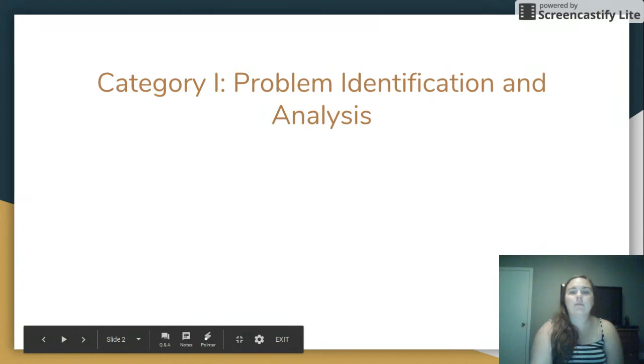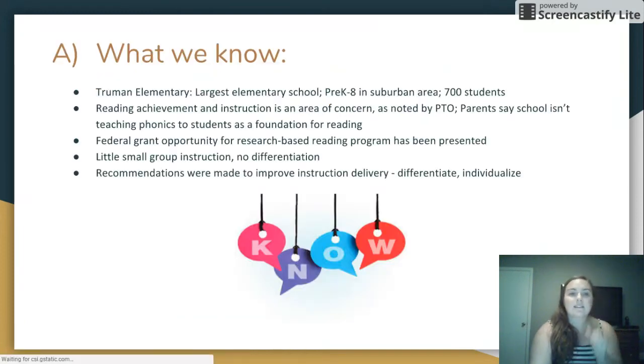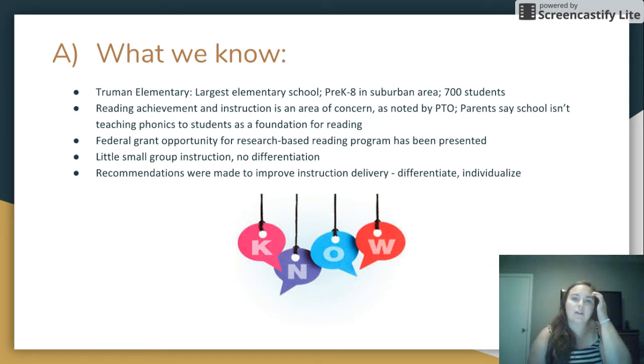For Category 1, Problem Identification and Analysis, what we know is that Truman Elementary is the largest elementary school. It serves grades pre-K through 8 in the suburban area with approximately 700 students. The reading achievement at Truman Elementary and the instruction is an area of concern that was noted by the PTO, as the parents say the school is not teaching phonics to students as a foundation for reading. Spelling correction and other reading skills were also areas of concern.